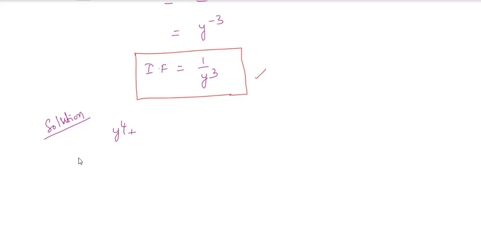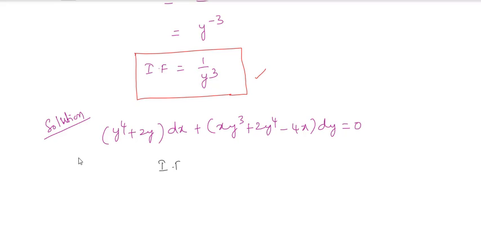y power 4 plus 2y into dx plus xy cube plus 2y power 4 minus 4x into dy, which is equivalent to 0. So this is a non-exact differential equation. This will be converted with respect to your integrating factor. My integrating factor will be what? 1 by y cube. NEDE means non-exact differential equation.